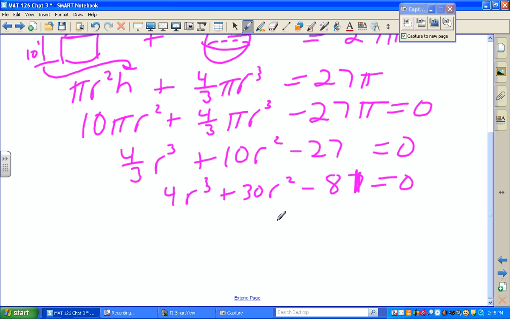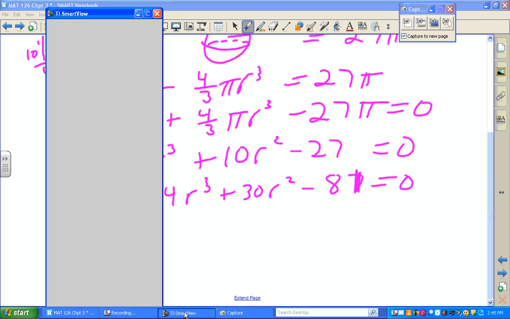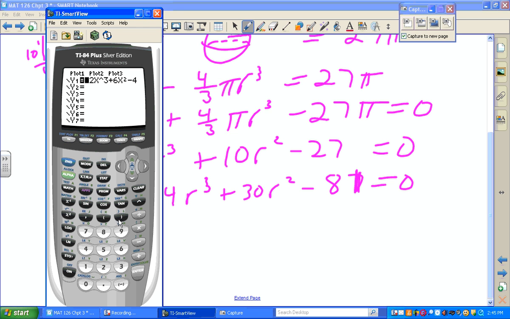What we've got to do is get to the graph somehow. Anybody know how to factor that? Nope. No, let's just graph it. Let's graph it out. 4x cubed plus 30x squared minus 81.